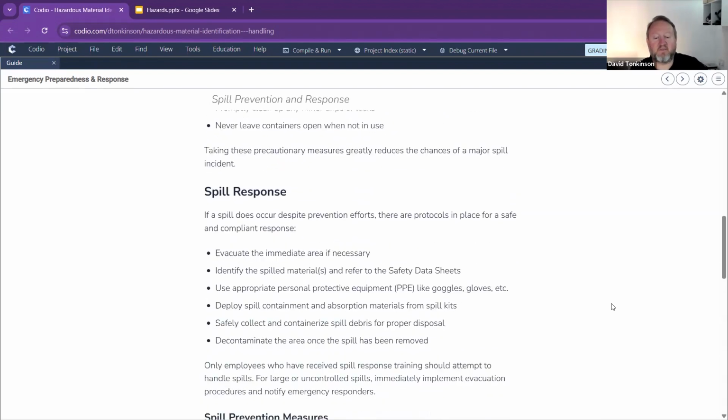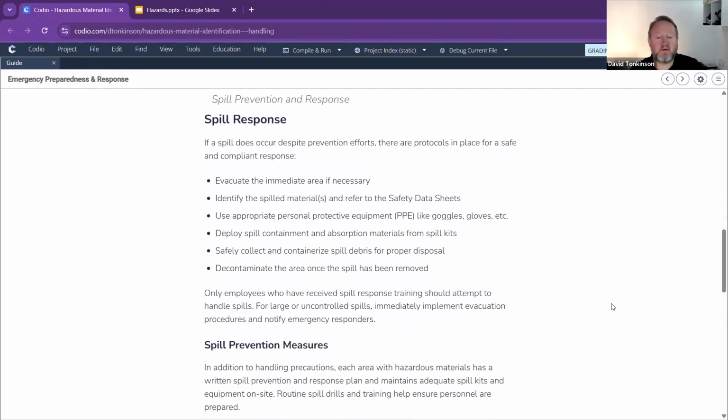Okay, so the second one is our spill response. We need to make sure that if we do have a spill, we are able to respond to this particular spill.